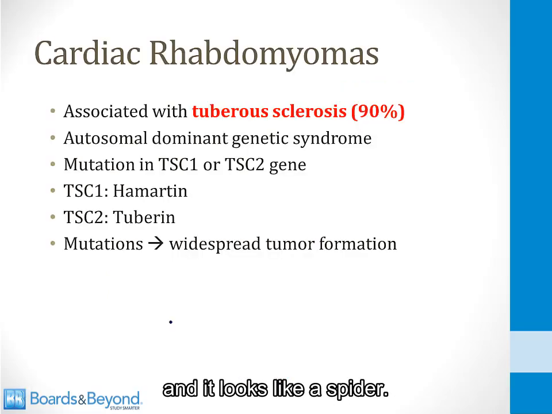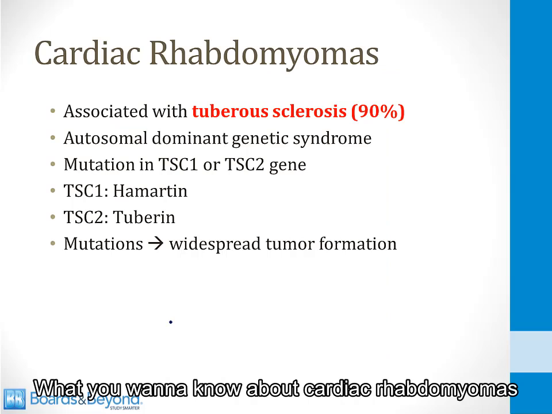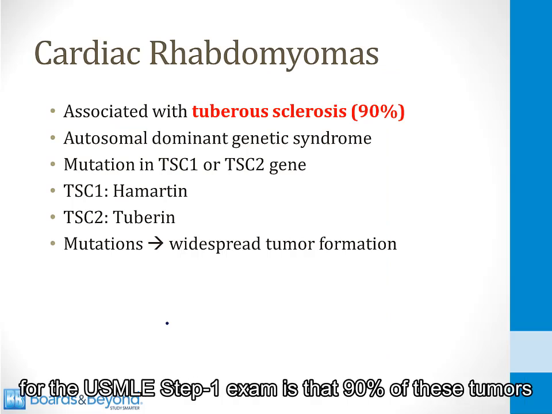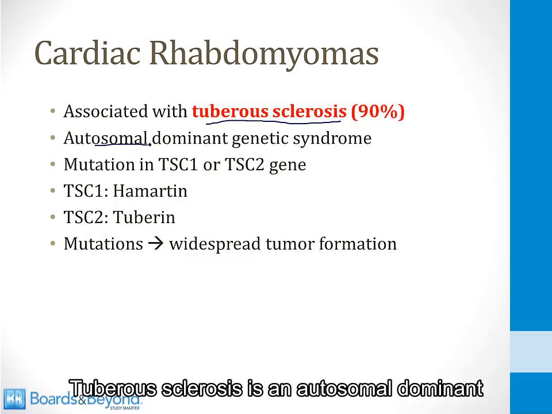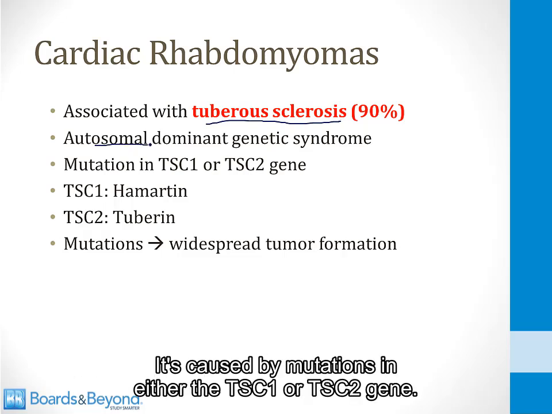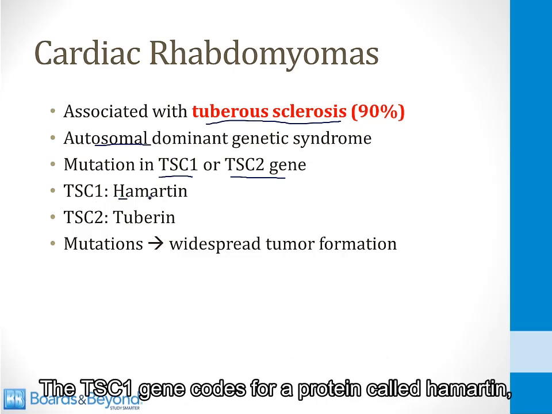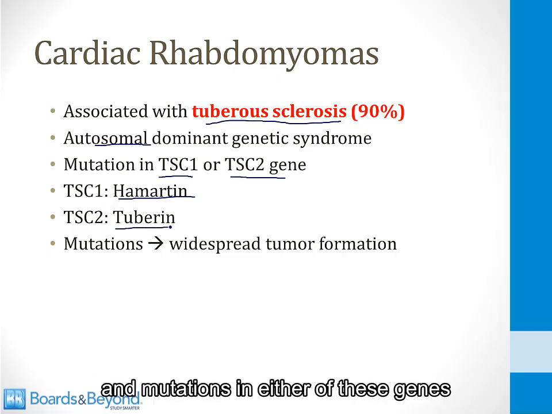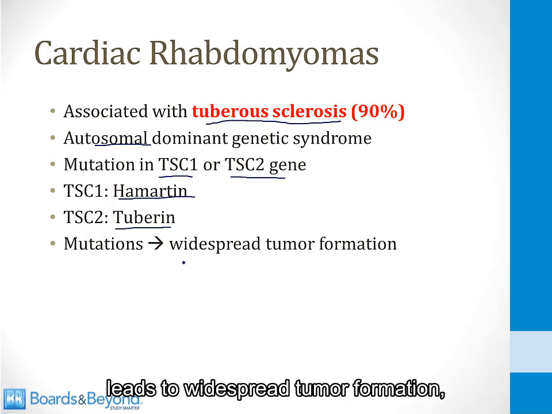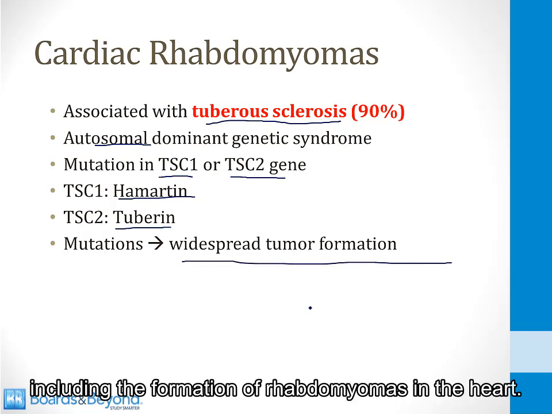What you want to know about cardiac rhabdomyomas for the USMLE Step 1 exam is that 90% of these tumors are associated with tuberous sclerosis. Tuberous sclerosis is an autosomal dominant genetic syndrome. It's caused by mutations in either the TSC1 or TSC2 gene. The TSC1 gene codes for a protein called hamartin. The TSC2 gene codes for a protein called tuberin. And mutations in either of these genes leads to widespread tumor formation, including the formation of rhabdomyomas in the heart.